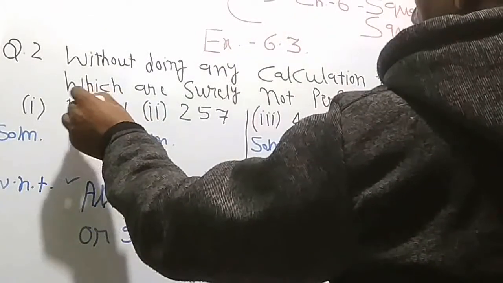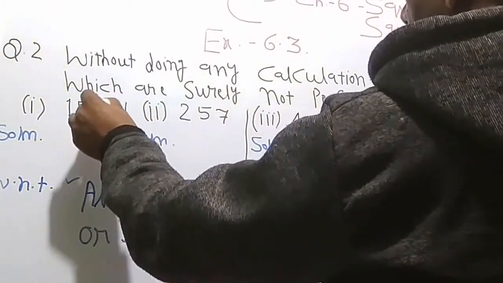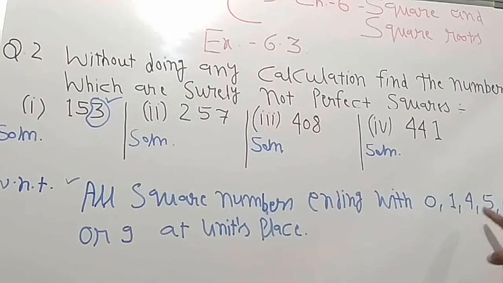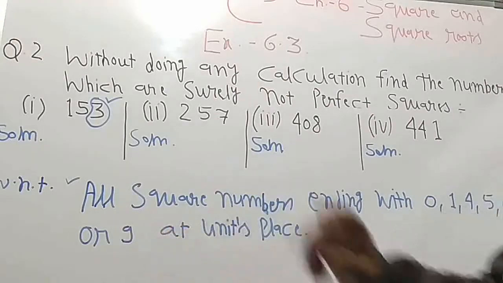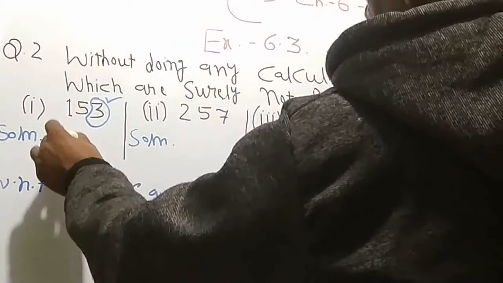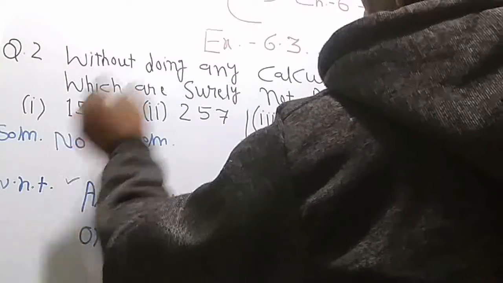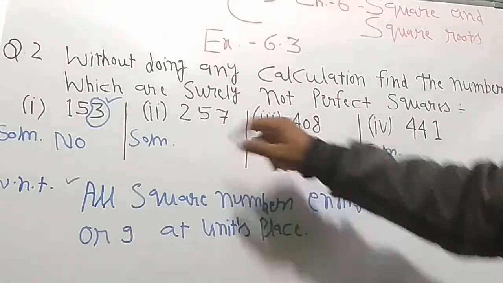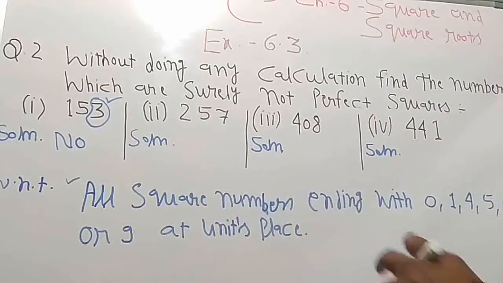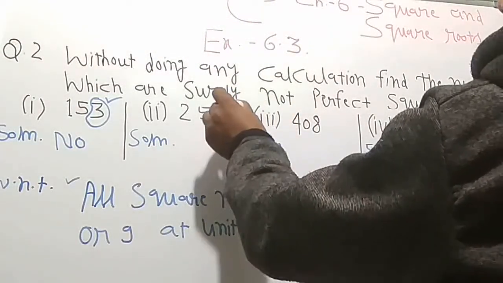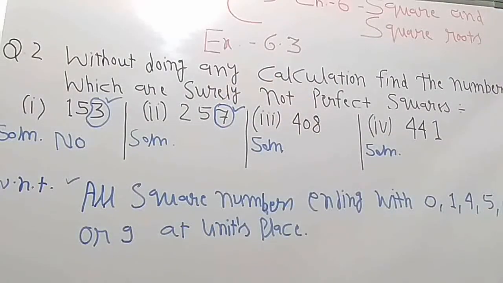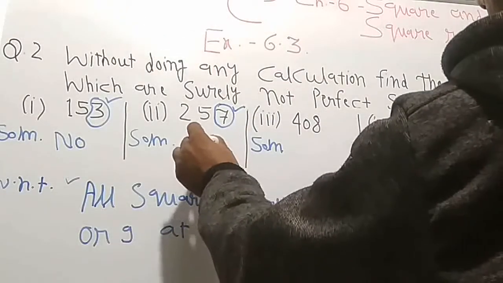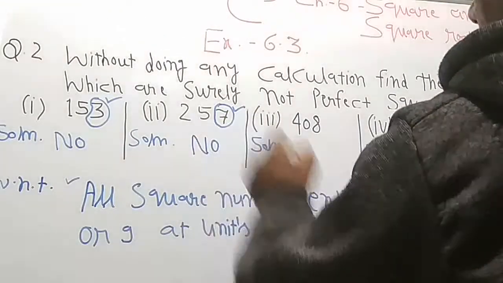The first number is 153 and it is ending with 3. It is not 0, not 1, not 4, not 5, not 6 and not 9. It means it is not a perfect square. So we can write no, it is not a perfect square. Now in 257, again we are checking its ones place digit, that is 7, and it is not ending with 0, 1, 4, 5, 6 or 9. So it is not a perfect square. We can write here no.